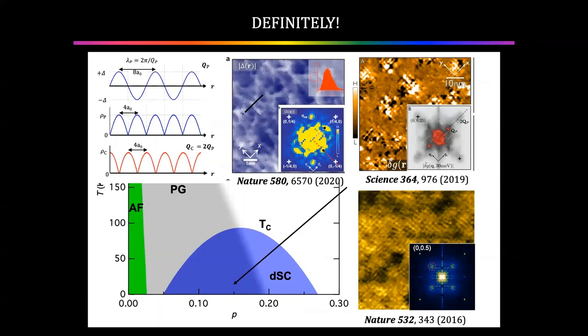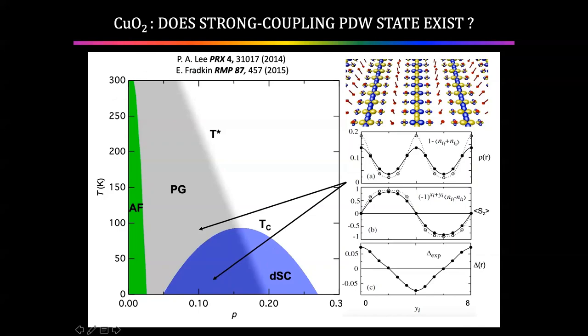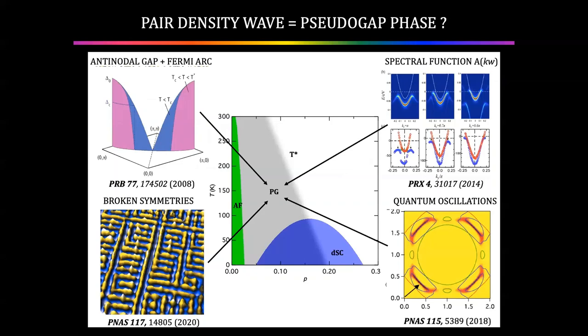Definitely it does. In the class of compounds we study, all the key pieces required by the theory are all detected independently by more than one laboratory. So we're very confident that there is a pair density wave here in the underdoped cuprates. And so that's definitely a step in the right direction. Can the pair density wave state exist? Absolutely. All right, now let's think about the meta question.